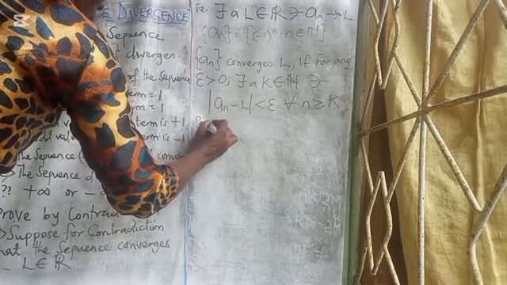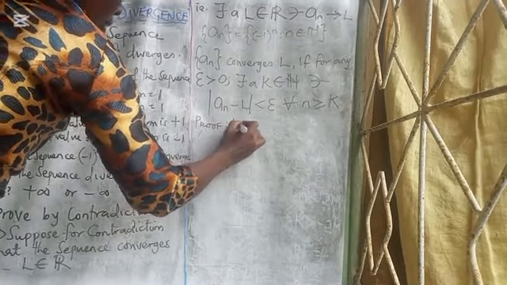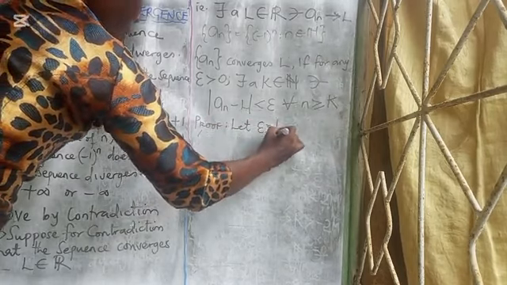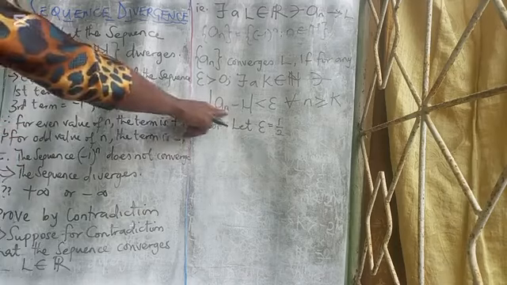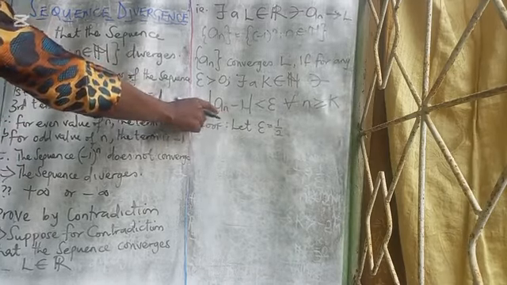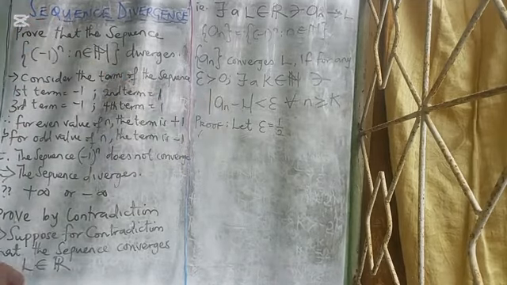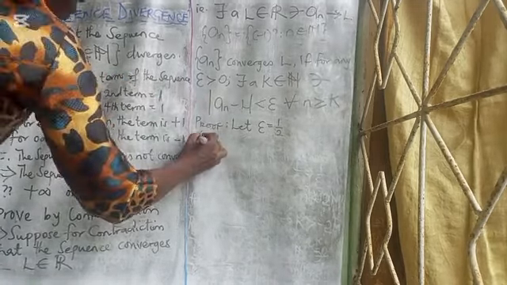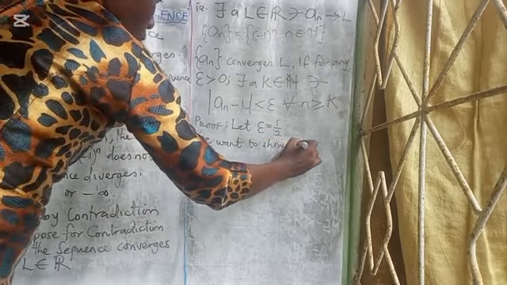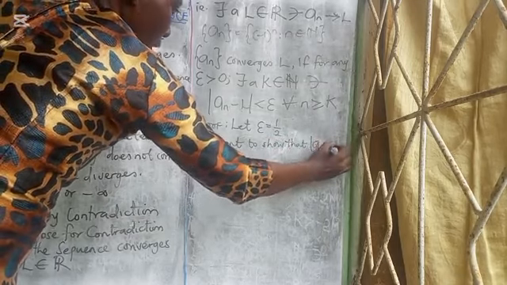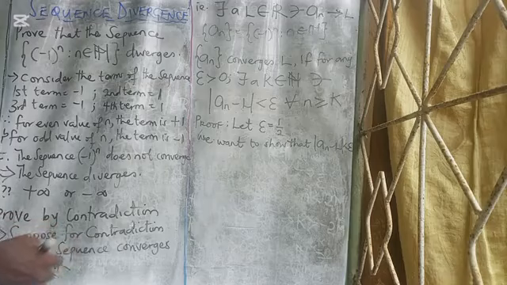Now, let epsilon be equal to 1 over 2. So we want to show that the absolute value of An minus L is less than epsilon.